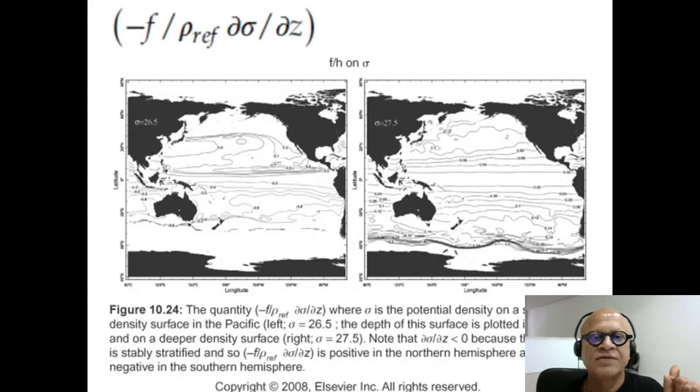I think it explains why the h can be written this way, but you can look at that in the book. So here is f over h of a sigma of 26.5. So that's somewhere in the thermocline, which changes a lot with latitude. So here h is varying and f is varying.